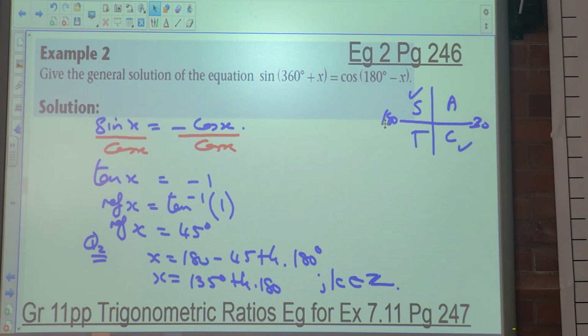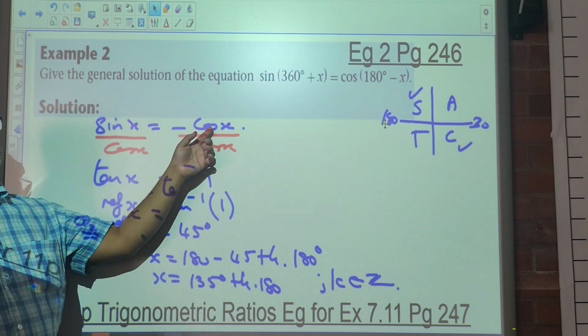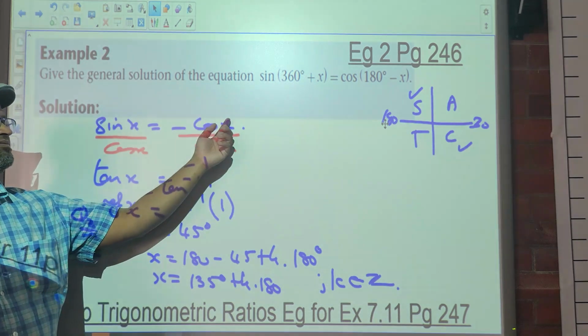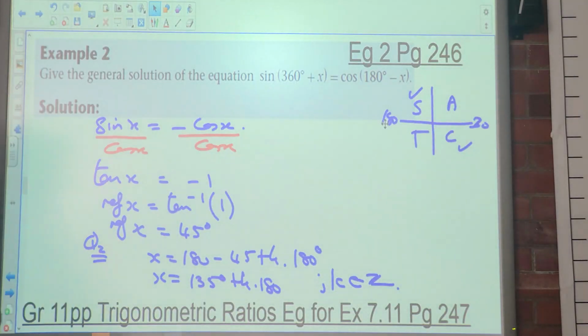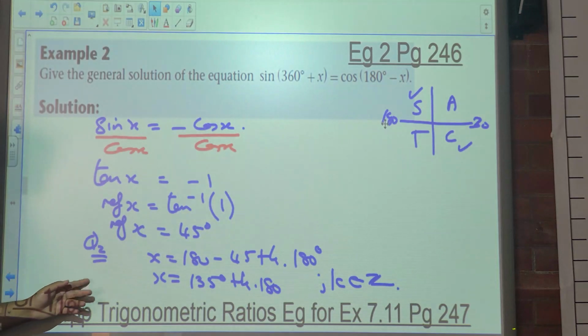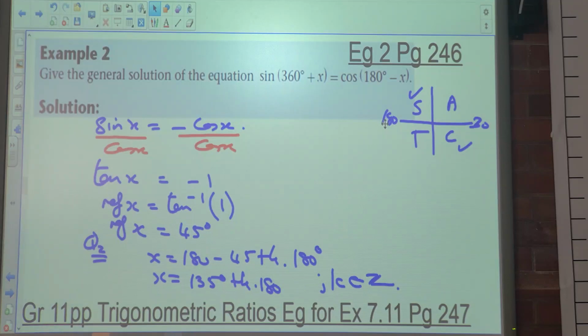Four or five marks. Sorry? When do you know when to divide? If you've got sine x and cos x, and the angles are the same, I can reduce it to one angle. There's another way you could have done this, but that is covered in exercise 7.12, the next exercise. Any other confusion? Anyone else that's confused?